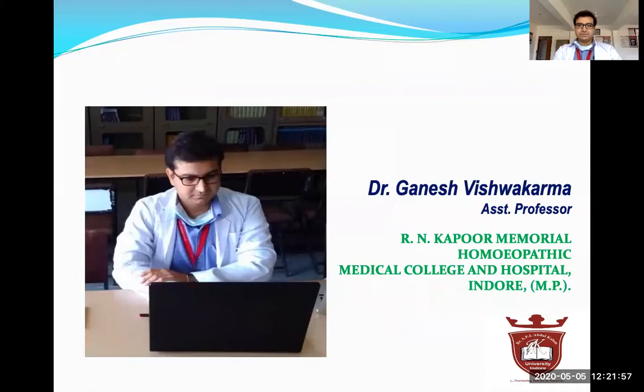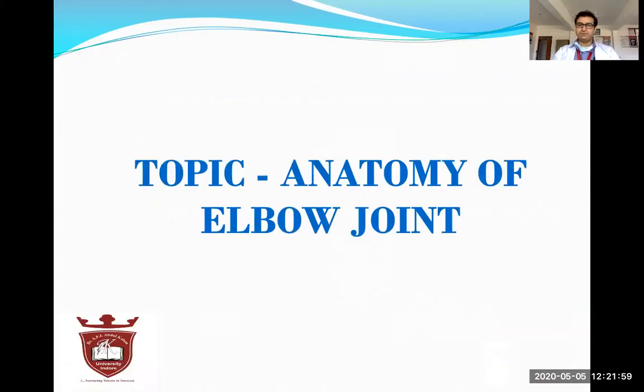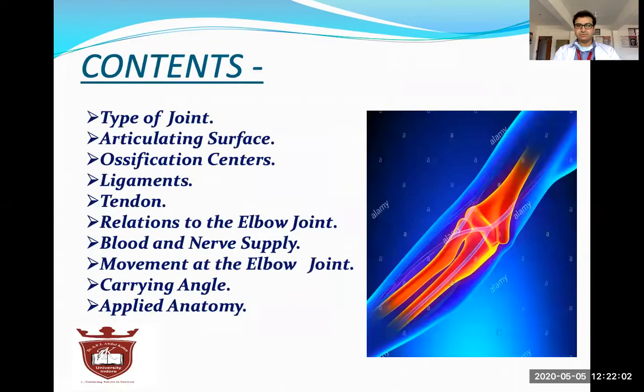So today my topic is anatomy of elbow joint. हम लोग जो डिस्कस करने वाले हैं हमारे टॉपिक को, and these are the following contents. First, type of joint, articulating surfaces, क्या क्या articulate हो रहा है जो joint को form कर रहा है, जो surfaces हैं, and ossification centers, ligament, tendon, relations to the elbow joint, क्या क्या relations होंगे elbow के, blood and nerve supply, movement at the elbow joint, carrying angle, and last one is applied anatomy.